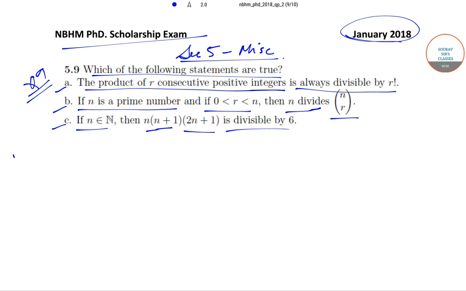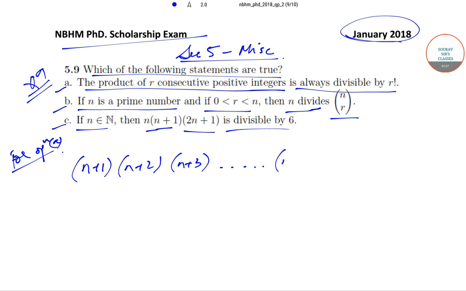So now let us start off with option A. We need to find out whether the product of r consecutive positive integers is divisible by r factorial. If we have n+1 as the first number, then we have n+2, n+3, and this will go on up till n+r. So this is basically the product that we are looking for.